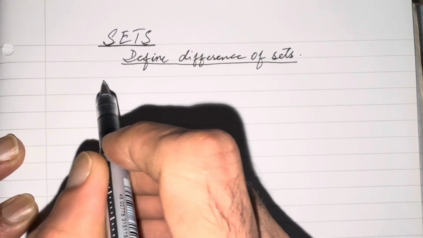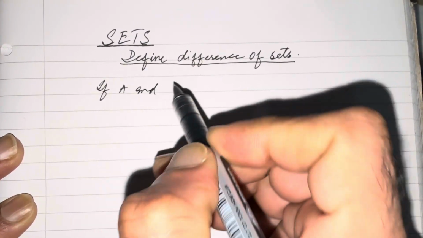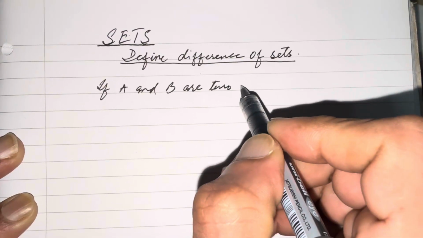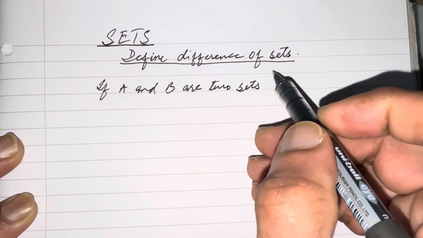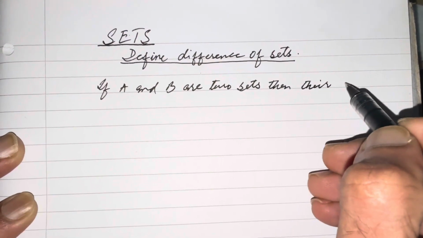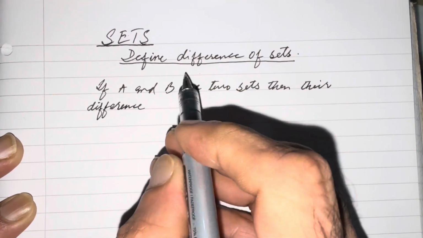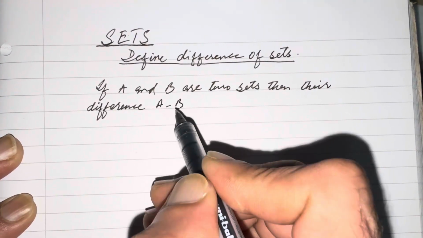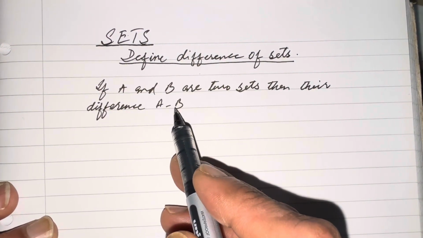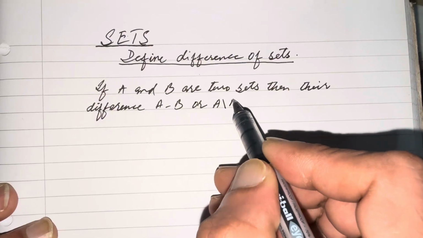Suppose we have A and B, two sets, then their difference can be written as A minus B. So if A and B are two sets, then their difference can be written as A minus B, or we can write this as A slash B.